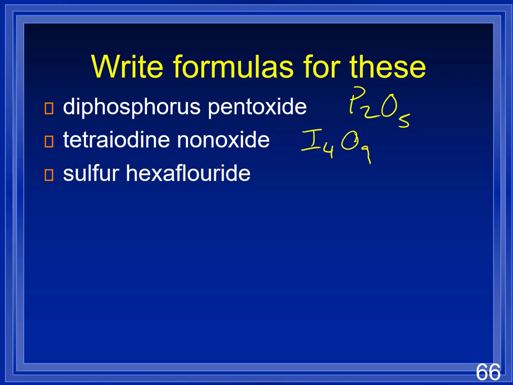Sulfur hexafluoride. Well, sulfur's S. How many S's? Well, it didn't say, so it's 1. Hexafluoride, 6 fluorines. Fluorine's F. Awful.